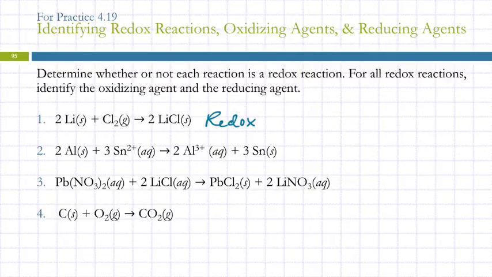So let's do oxidizing agent first, since it's listed first. The oxidizing agent is the one that gets reduced, right? Reduction is gain of electrons. Who's gaining electrons, lithium or chlorine? Chlorine. So the oxidizing agent is the chlorine. And the reducing agent must be the tin. There's no tin. What am I saying? Lithium.